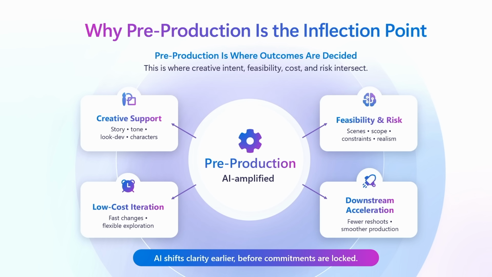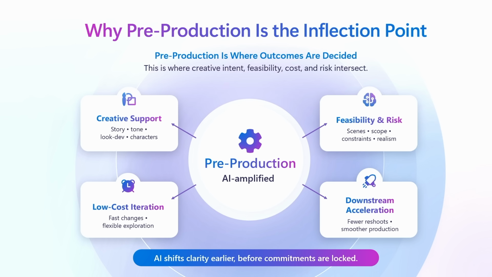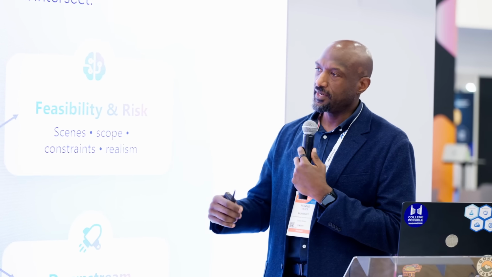So for us, we've been focusing quite a bit on pre-production, and we believe pre-production is sort of this inflection point. It's where outcomes are decided. So the further we can move things to the left, and the further we can reduce risk. So even in the creative support, if we can tell the story more thoroughly, we can think through multiple tones, bring more realness to the characters. We can reduce that risk. Low cost iterations, of course, before you build it. If you can iterate and make it more real, you're going to reduce that cost. Feasibility, we can look at how scenes lay out, scope, constraints, realism. So all of this allows us to say, hey, if we really want to save money, if we really want to build a better story, then let's focus on pre-production and where we can bring that power.